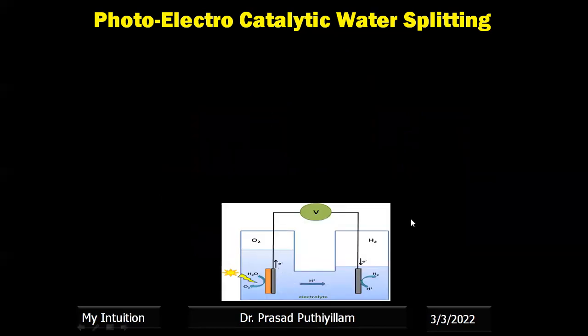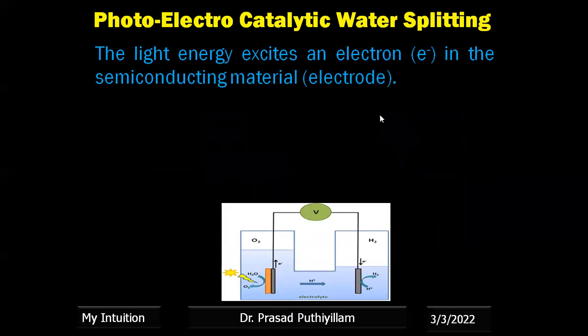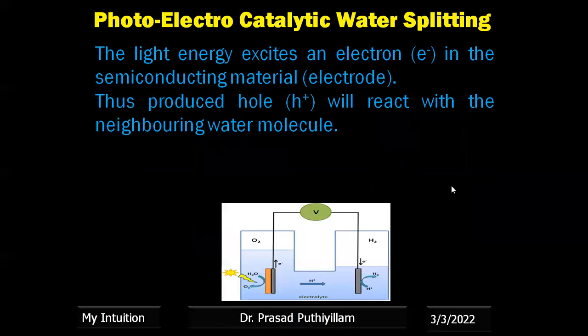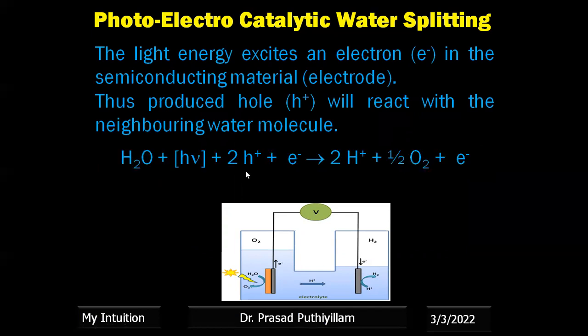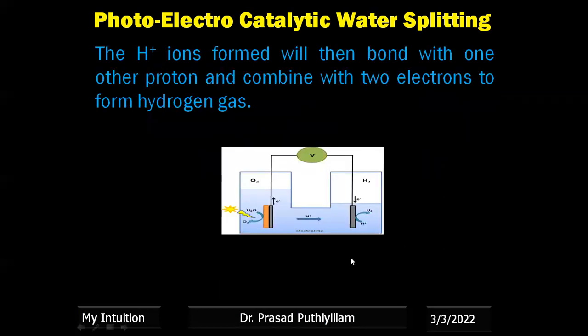Okay, so the same thing is schematically represented here. When light energy excites the electron in a semiconductor material, that is the electrode, which is the coating present there, then the produced hole will react with the neighboring water molecule, producing H+. That H+ moves through the electrolyte to the other electrode, and oxygen is generated in the same compartment. Electrons will move through the external circuit. The H+ ion formed will then bond with one other proton and combine with two electrons to form hydrogen gas. So that is the production of hydrogen gas.